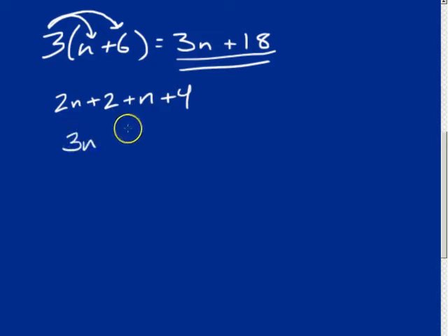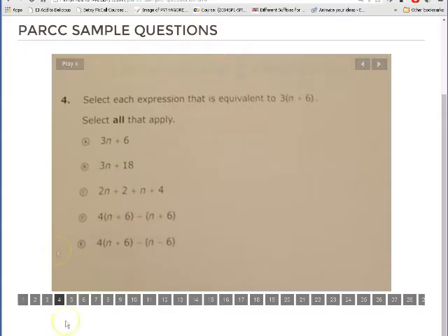Okay, so that looks pretty good. I got rid of these by combining them together. Plus 2 plus 4 equals 6. So this one is not going to work out because it's giving us 3n plus 6, just like letter A did, not 3n plus 18, which is what this actually is. All right, so we eliminate C.